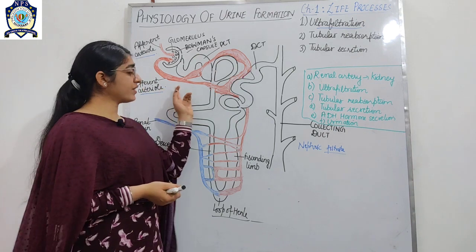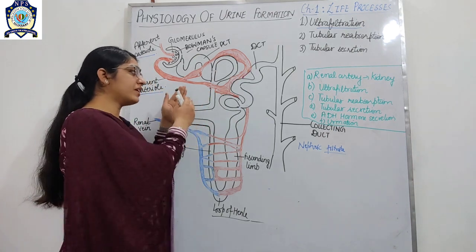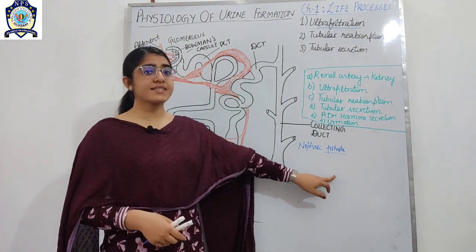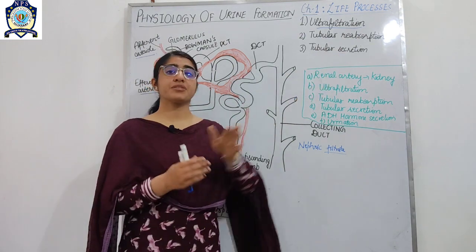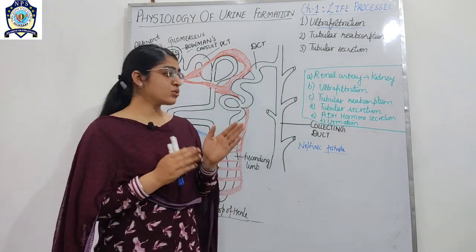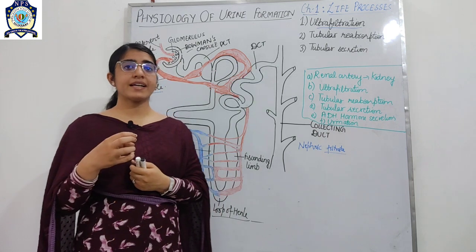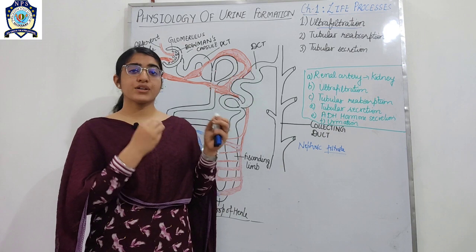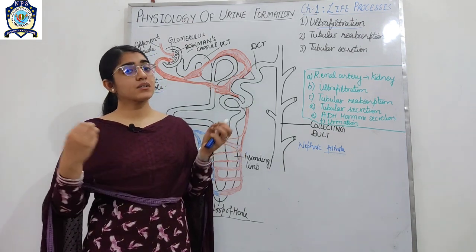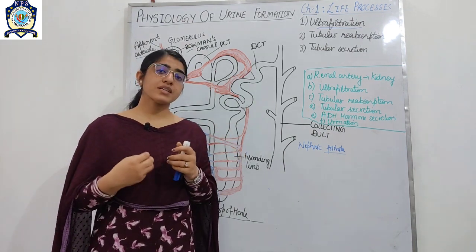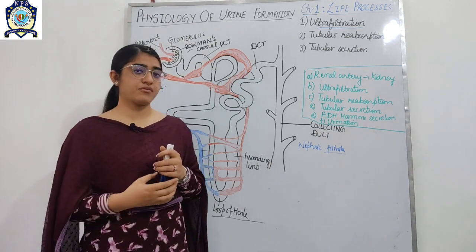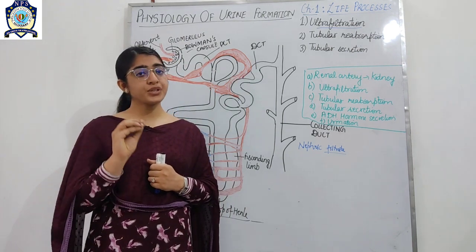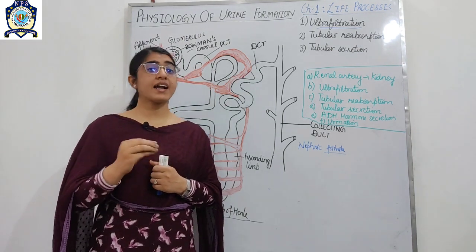With the efferent arteriole, the filtrate enters into the tubes, and here the second step occurs, which is tubular reabsorption. You know, students, in the filtrate there are a number of substances. Some substances are useful while others are not useful, or you can say some substances are harmful. So what is there in the nephric filtrate? Ammonia, urea, excess of water and ions.